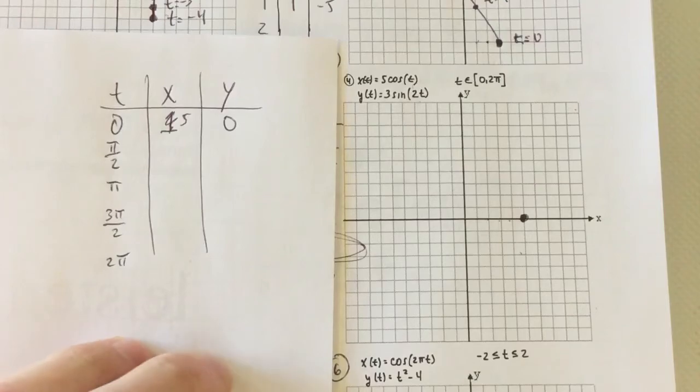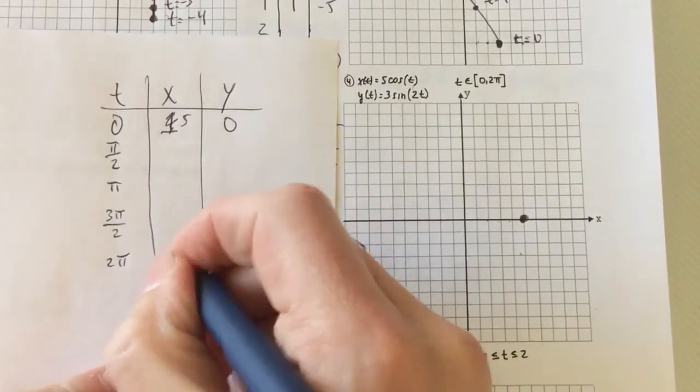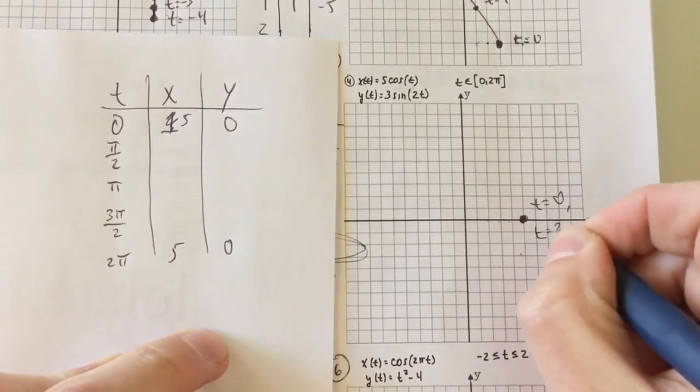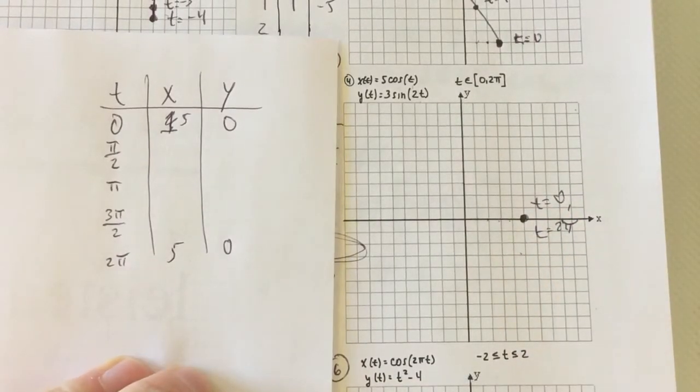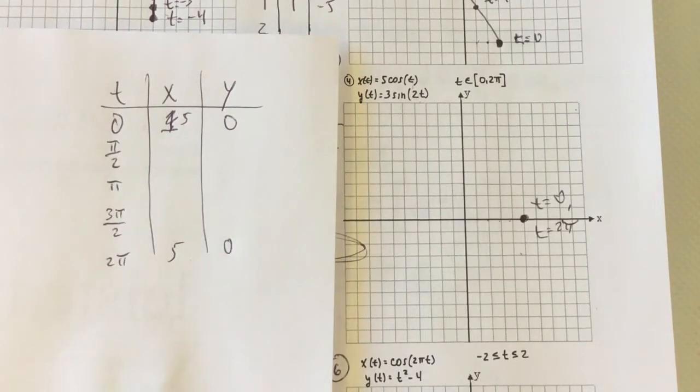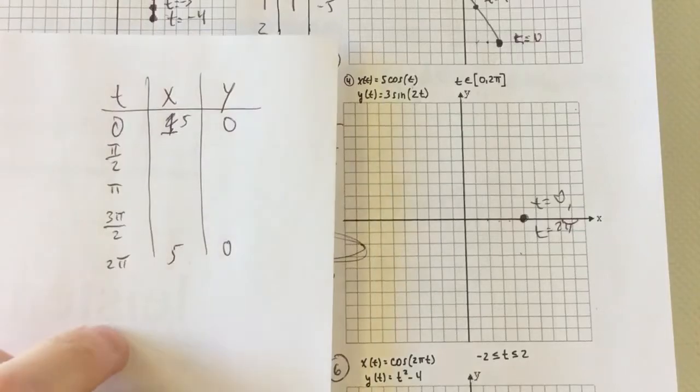Actually 2 pi is going to be the same thing. 5, 0. So there's t equals 0. There's also t equals 2 pi. It's going to be at the same point. Ooh. Is this a circle? Well, how do we define the x in a circle? Think about a unit circle. X is cosine. How do we define y in a circle? Oh! It's almost a circle.